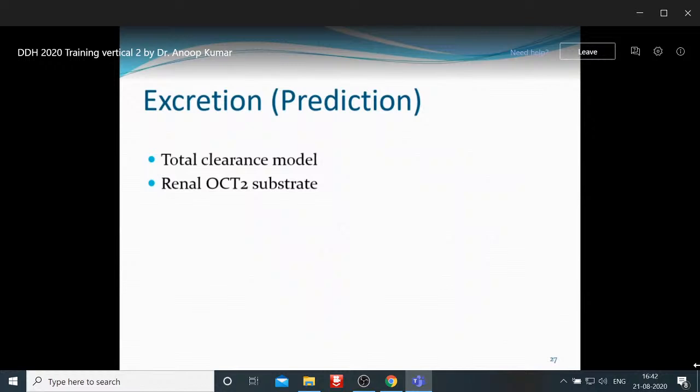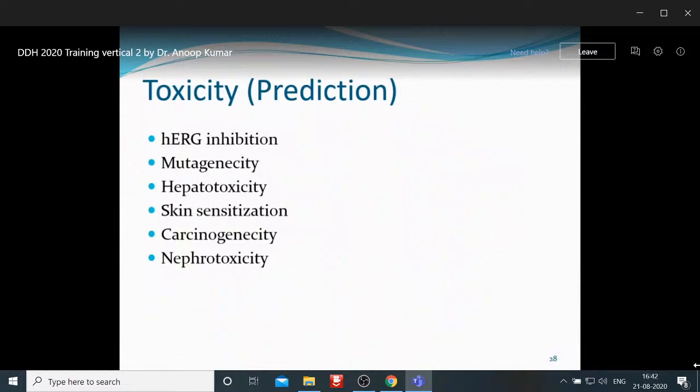And now next is toxicity, whether the molecule which we have designed is toxic or not. These are some of the toxicities I have mentioned, but many toxicities you can predict. There are a number of servers by which we can predict all types of toxicity. We can predict even LD50 values of the compounds. We can predict all these.